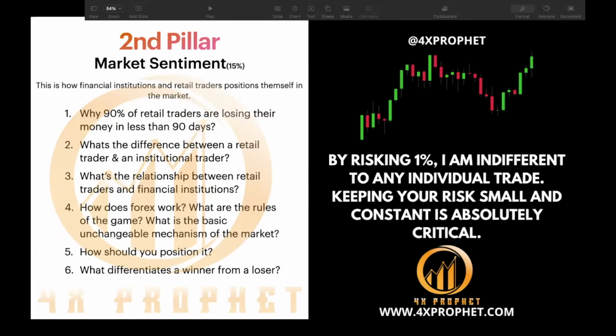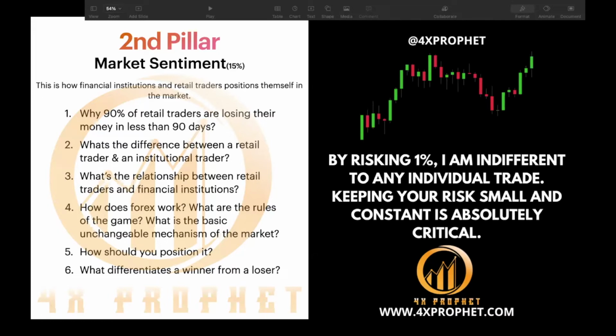Now, let's look at the second pillar, which is market sentiment, 15% of your trading plan. And this is how financial institutions and retail traders position themselves in the market. Now, I'm going to touch upon that after this.